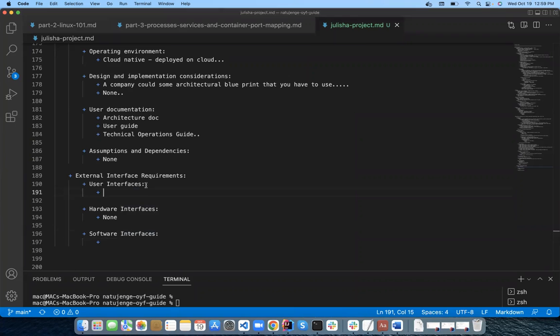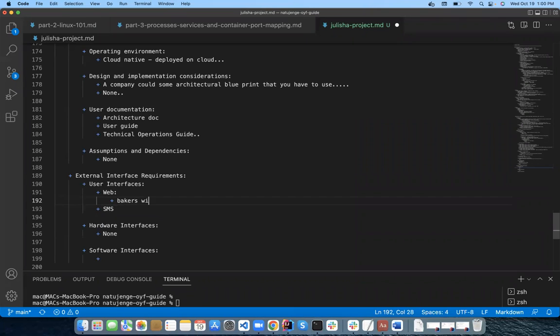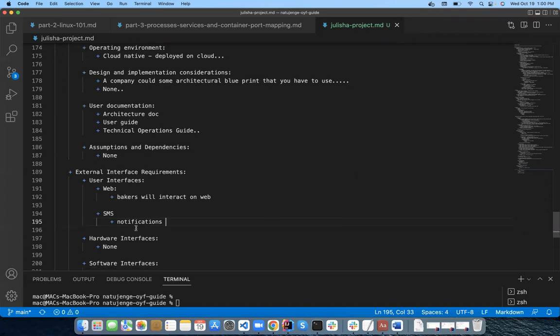Now, the user interfaces, we have the web, and we have the SMS, but this is passive. Maybe SMS, we can discuss what you're going to use. Most baker interactions will be done on the web. And then the SMS, you will also send notifications. It's an interface because you are communicating through that. So those are user interfaces that the user will see.